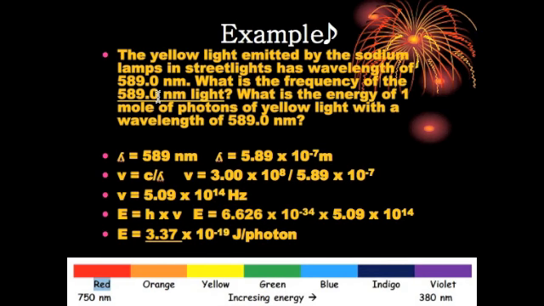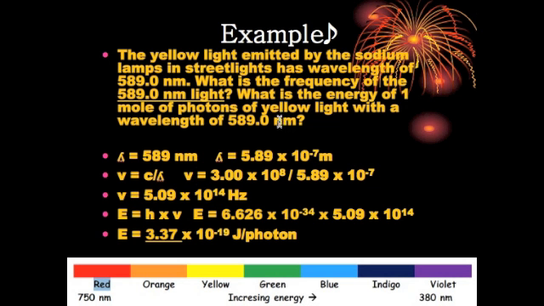Let's look at an example. We have the yellow light emitted by the sodium lamp in the street light has a wavelength of 589.0 nanometers. What is the frequency of the 589.0 nanometer light? And what is the energy of 1 mole of photons of yellow light with a wavelength of 589.0 nanometers?